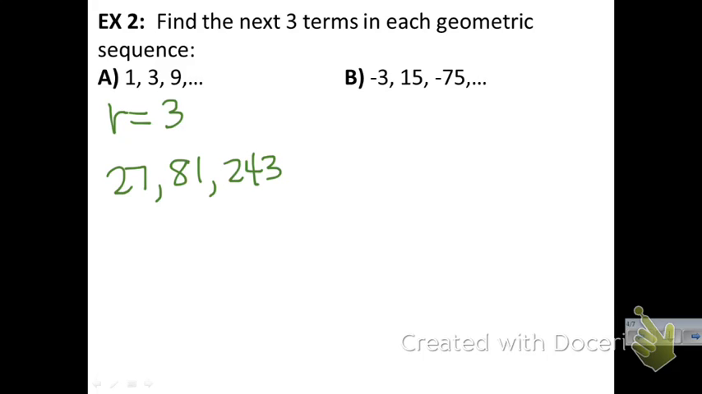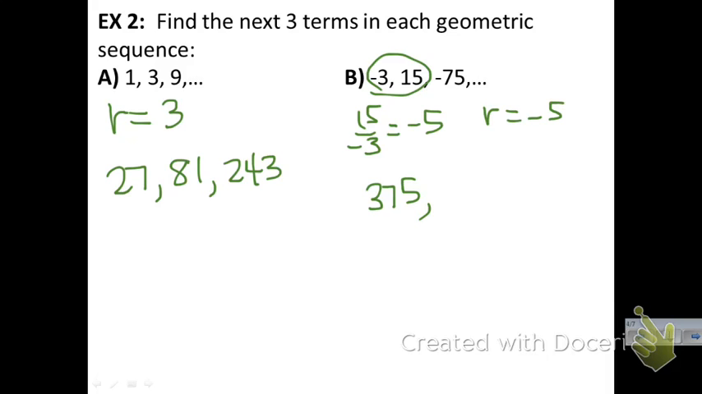Okay, on B, again, you're looking to find that common difference. You can take these two and divide them, or not common difference, common ratio. And this gives you -5, so r is -5. To find the next term, you take -75 times -5, which is 375. Then we take 375 times -5, and we get -1,875. And we multiply that term by -5 to get 9,375.